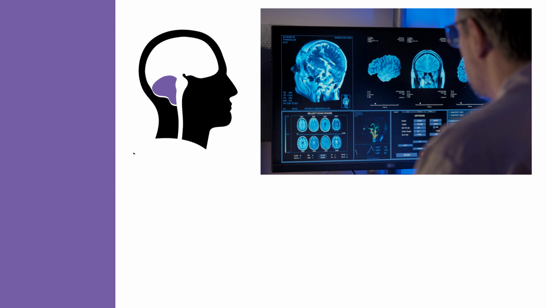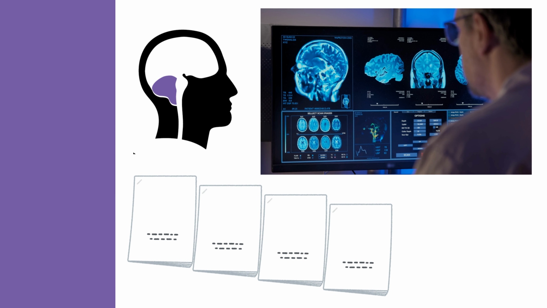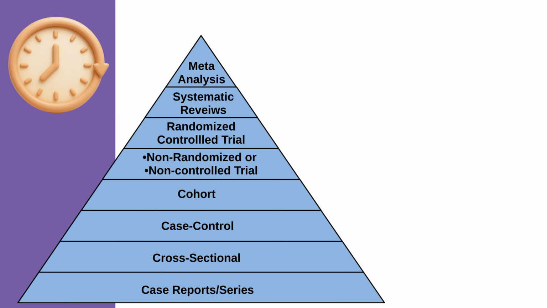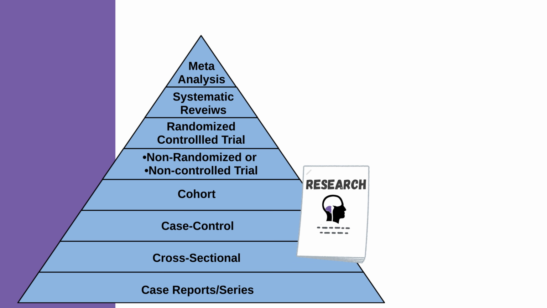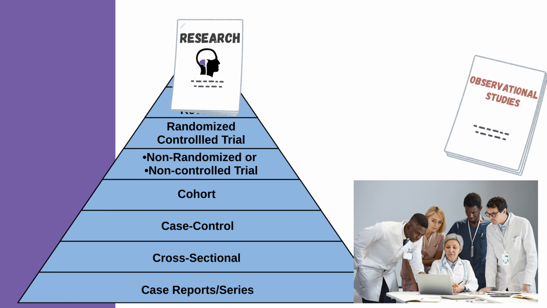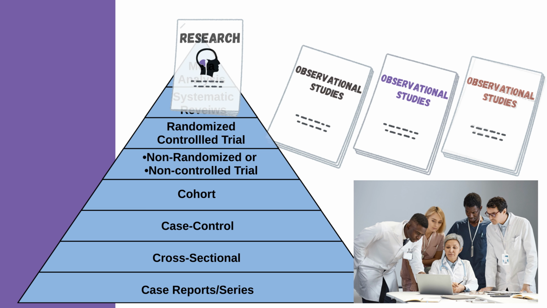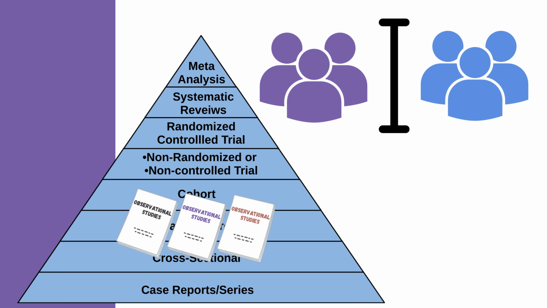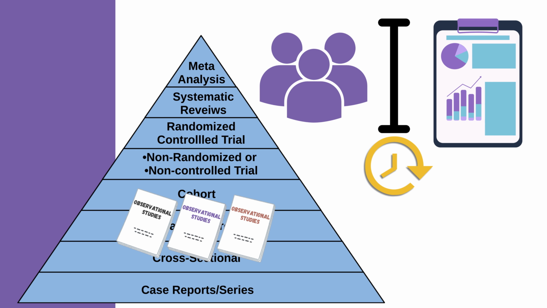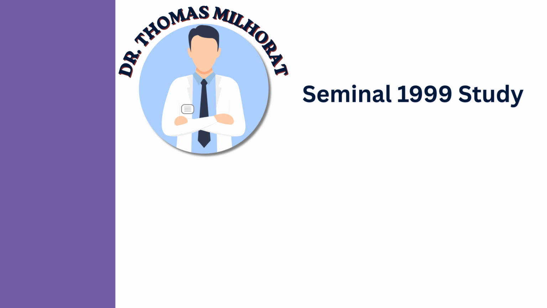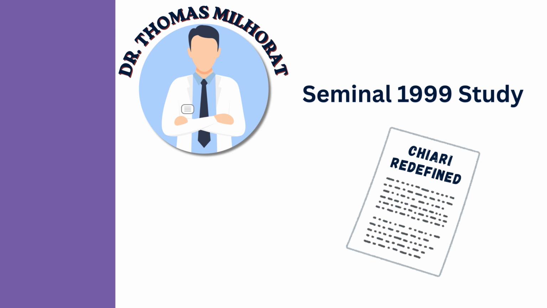Returning to Chiari, once Chiari became easier to diagnose with MRIs, the medical literature was dominated by clinical case reports. Slowly, over time, Chiari research began to climb the evidence pyramid, and clinicians and researchers began publishing more and more observational studies in the middle of the pyramid, which either compared Chiari patients to healthy controls or tracked Chiari patients over time. An early example of this is Dr. Thomas Milhorat's seminal 1999 study, Chiari Redefined.